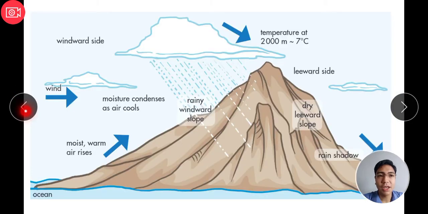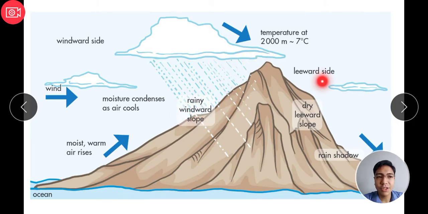So, ito siya. Moist, warm air rises as it touches the mountain. So, itong warm air na to aangat. And then, cooler air yung nandito. And then, when they meet, there will be a formation of moisture. Okay? So, that moisture condenses, habang lumalamig yung hangin natin. And then, after some time, nagpe-perform ng clouds. This is the windward side. Ito yung ocean natin. So when this one is saturated, it will form precipitation and a rainy windward slope.